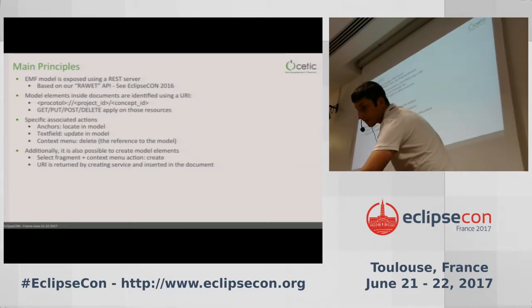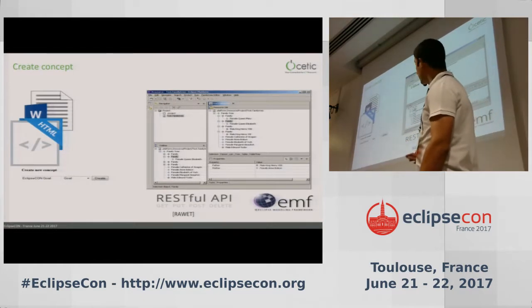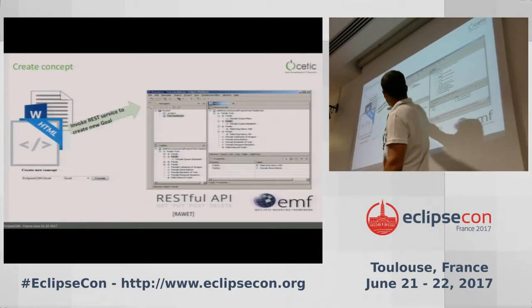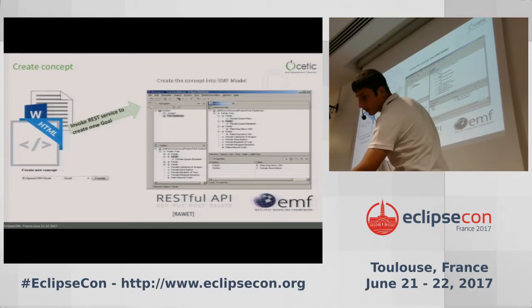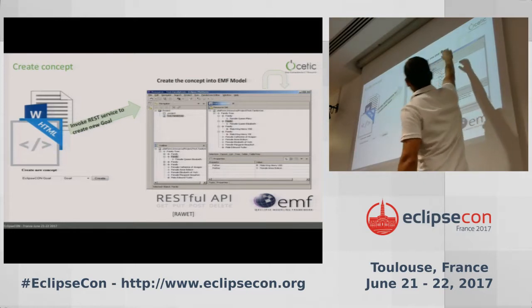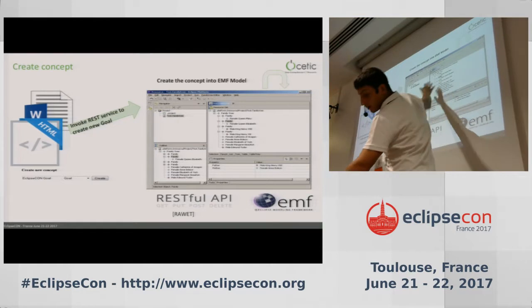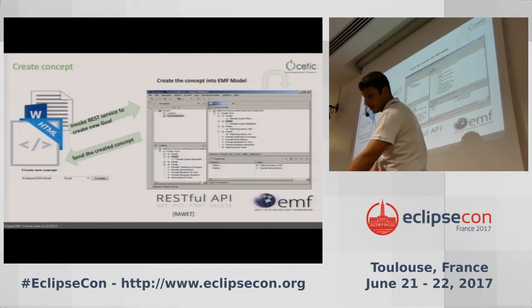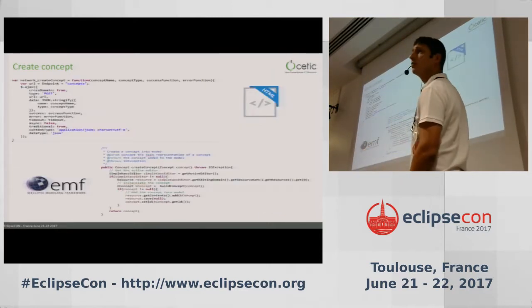I'll explain quickly the three main functionalities, starting with creating a concept. First, you invoke the REST service from the Word document to create a new goal in your model. Then in Eclipse, you create the concept in the EMF model and send the response with the created concept. I don't know if it's readable.